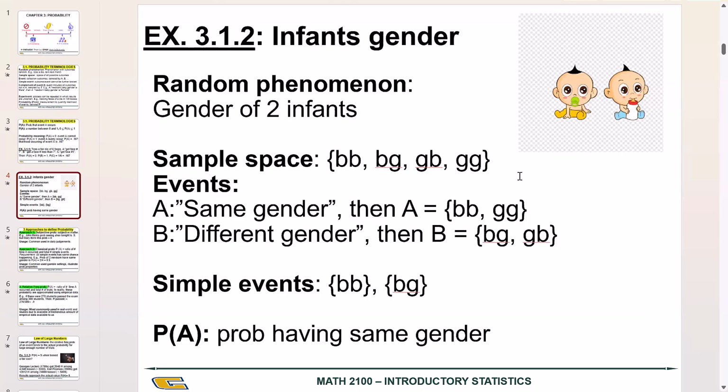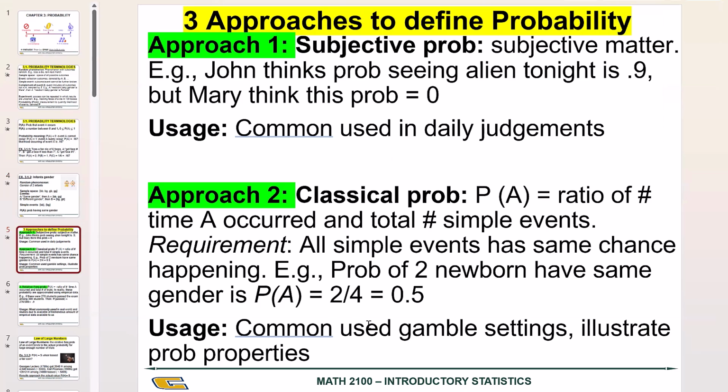If that's the case, you can calculate P(A), which is the number of times A occurs, the size of A, divided by the sample size, which is 2 divided by 4. So here A has two possible outcomes, and here you have four possible outcomes. So P(A) will be 2 by 4, or a half. So the probability you get two babies with the same gender is a half. So this is the example.